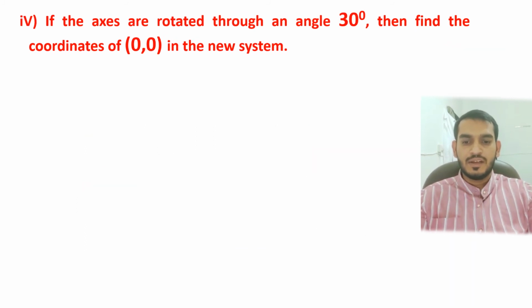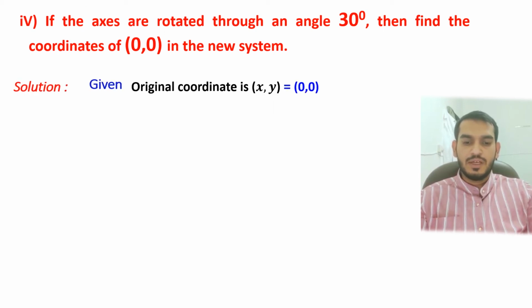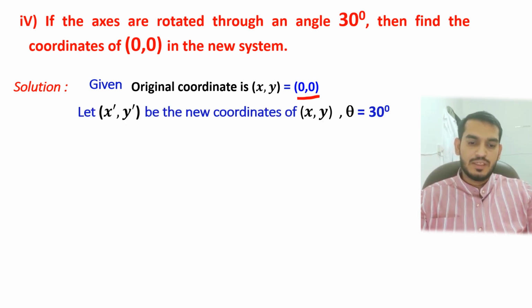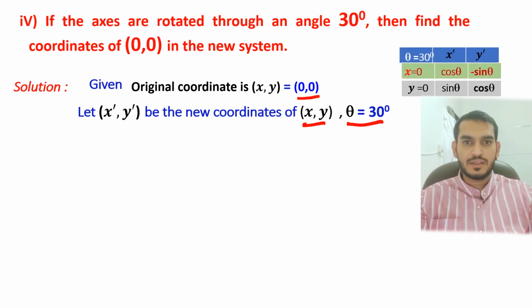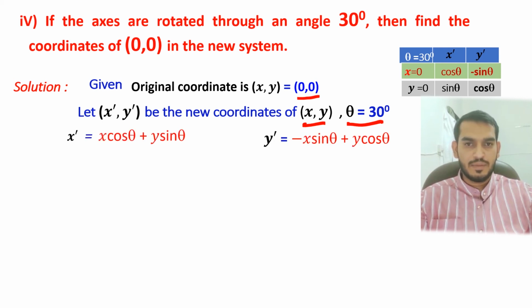If the axes are rotated through an angle 30 degrees, then find the coordinates of the origin (0, 0) in the new system. Given original coordinates are (0, 0), let (x', y') be the new coordinates of (x, y), and the angle of rotation is given as 30 degrees. So from the table we can write x' = x cos theta + y sin theta, and y' = -x sin theta + y cos theta.